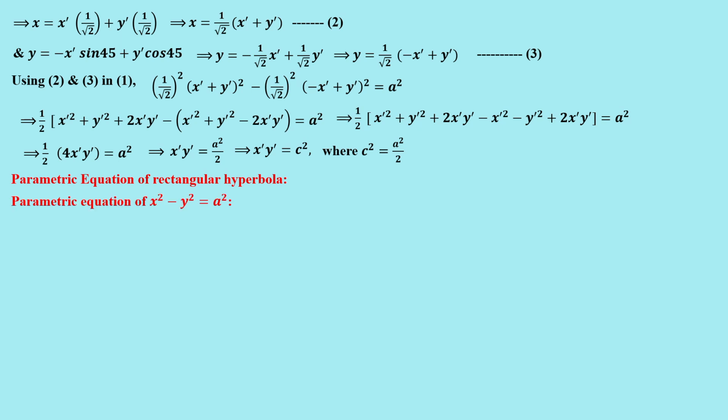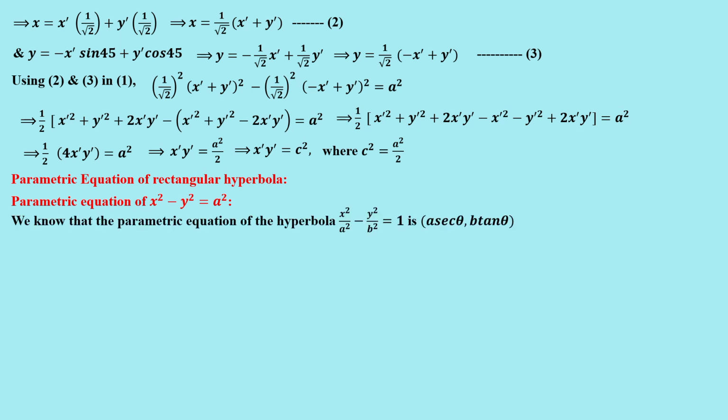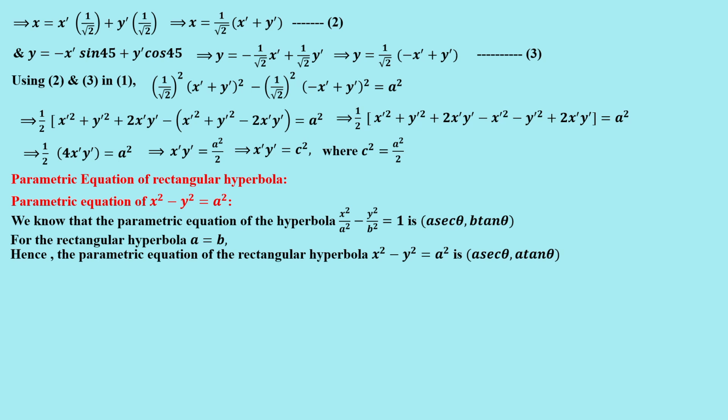Parametric equation of the rectangular hyperbola. In general we are taking xy equal to c square, c constant, as the equation of the rectangular hyperbola. Now the parametric equation of x square minus y square equal to a square: we know the parametric equation of the hyperbola is a secant theta, b tan theta. For the rectangular hyperbola, a is equal to b, so we have a secant theta, a tan theta.